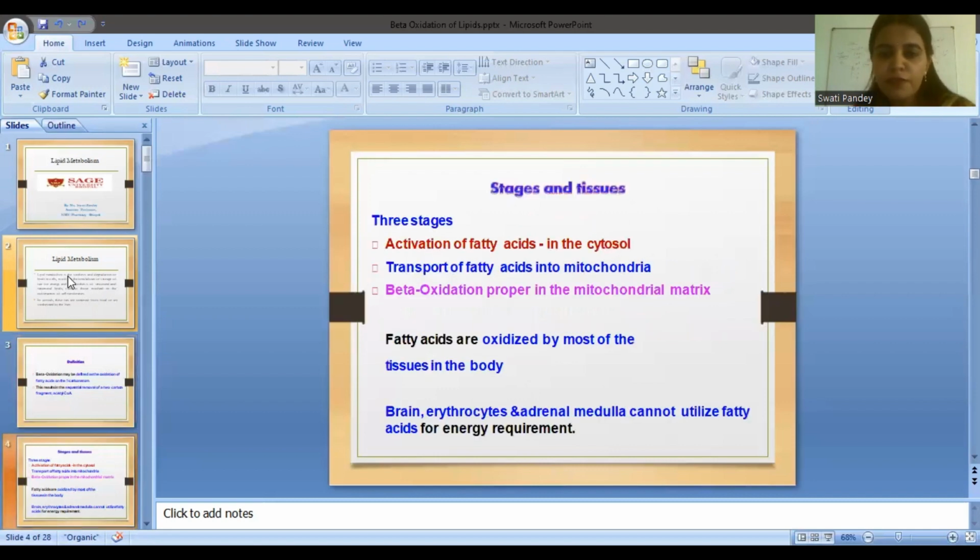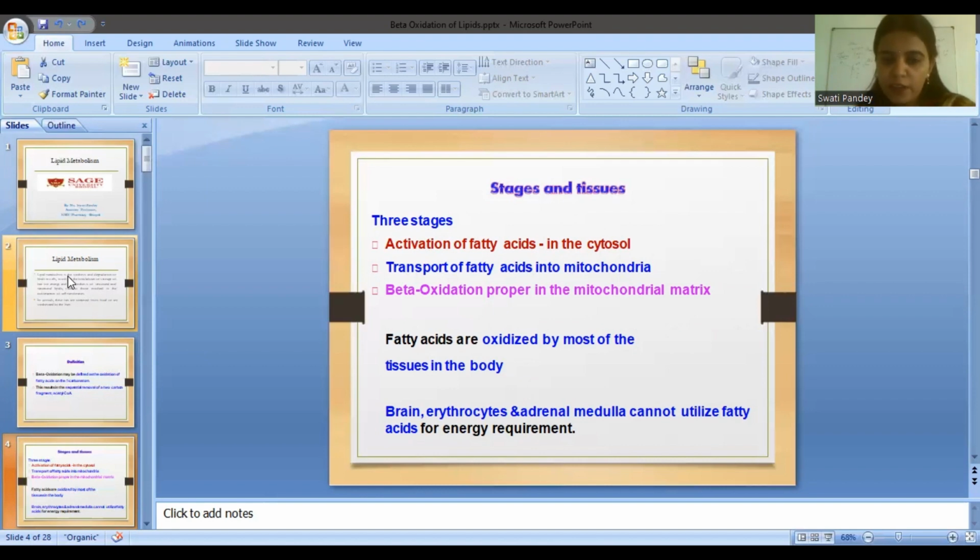Now coming to the stages of beta oxidation, the first stage is activation of the fatty acids that takes place in the cytosol. Then this fatty acid, which is activated in the cytosol, needs to be transported into the mitochondria. Because the mitochondrial membrane is impermeable to it, a carnitine transport system helps in transporting the activated fatty acid into the mitochondria. Then the third step, the actual beta oxidation, which we call beta oxidation proper, takes place in the mitochondrial matrix. This beta oxidation proper again consists of 4 different steps.